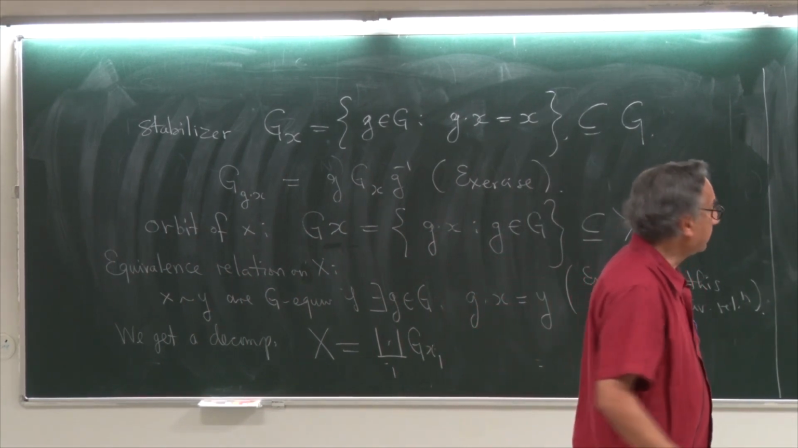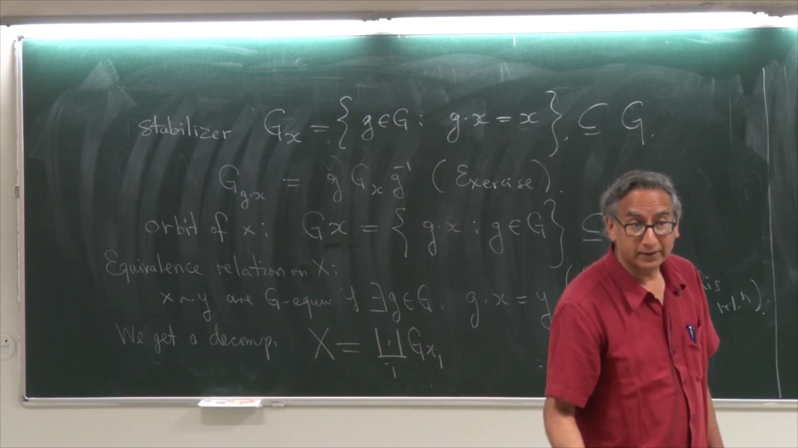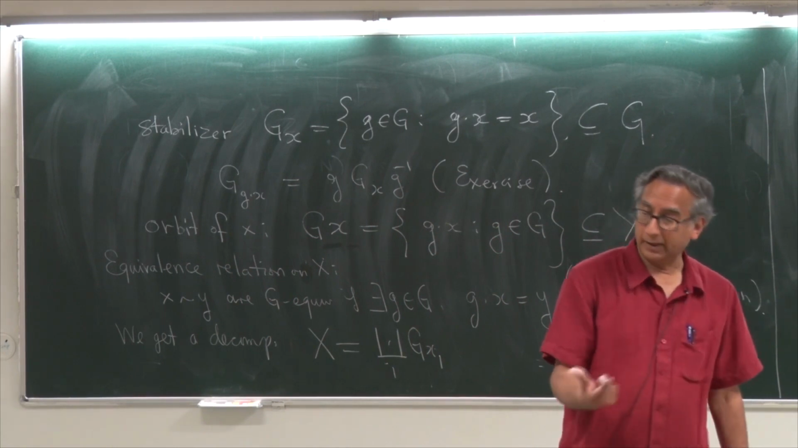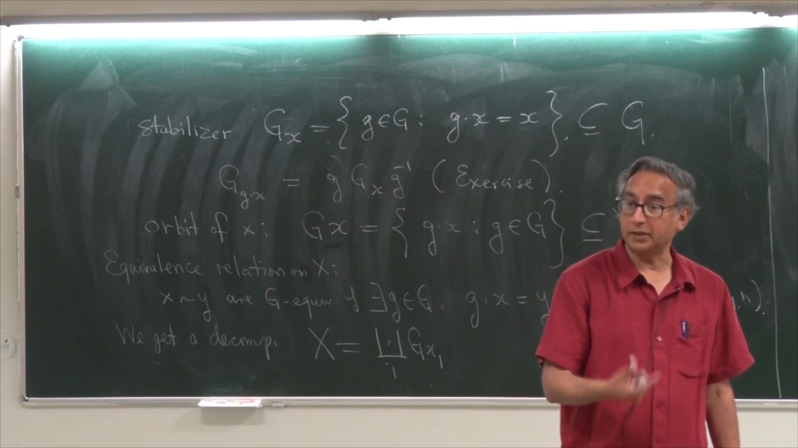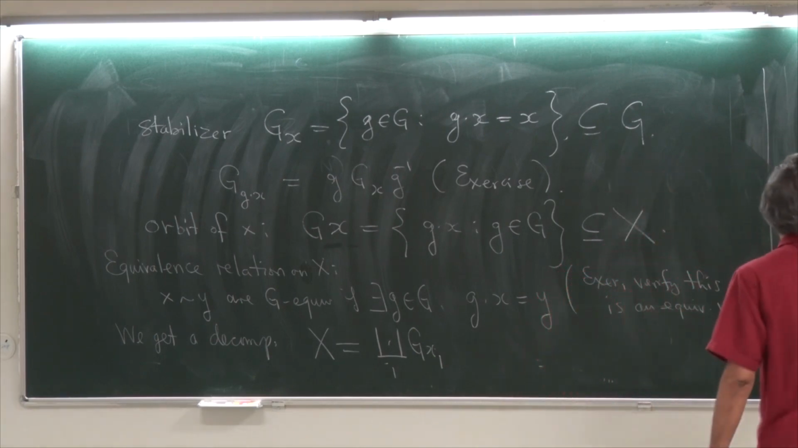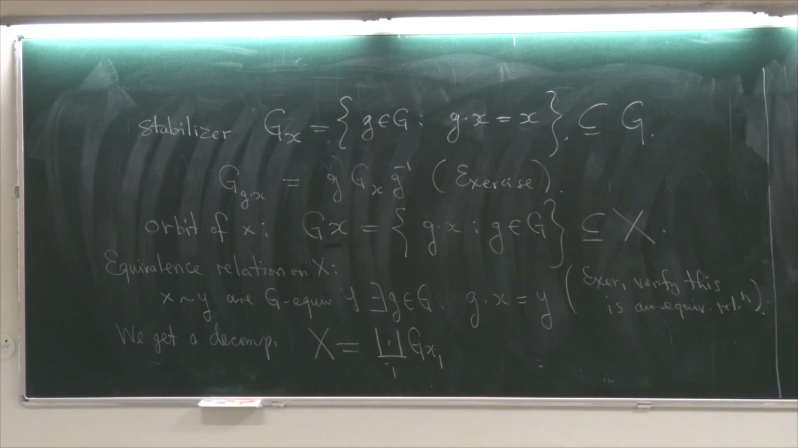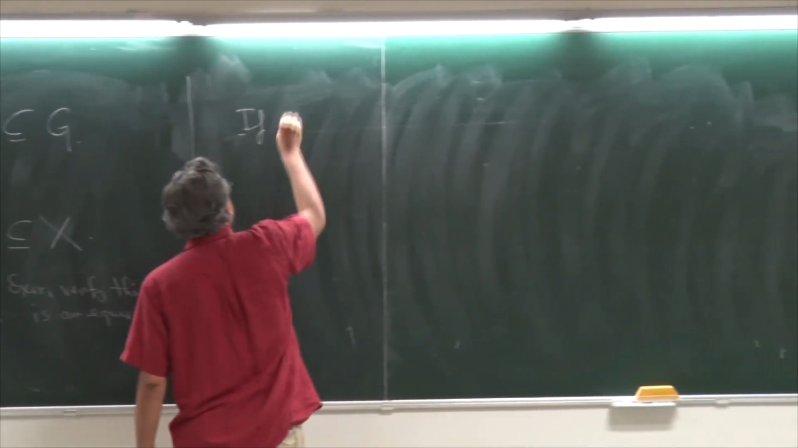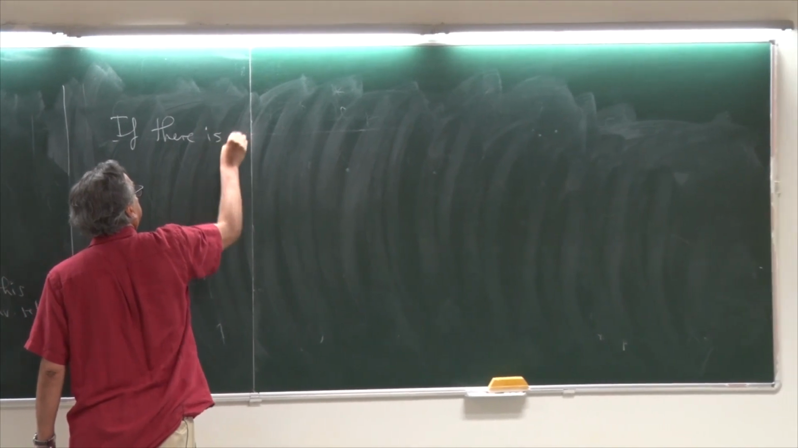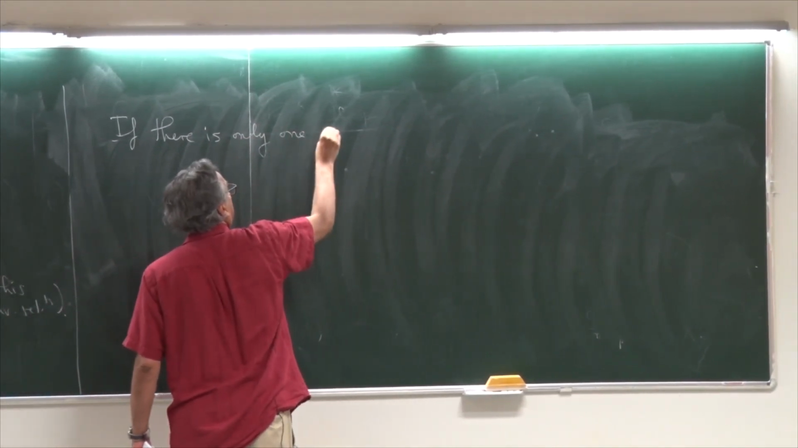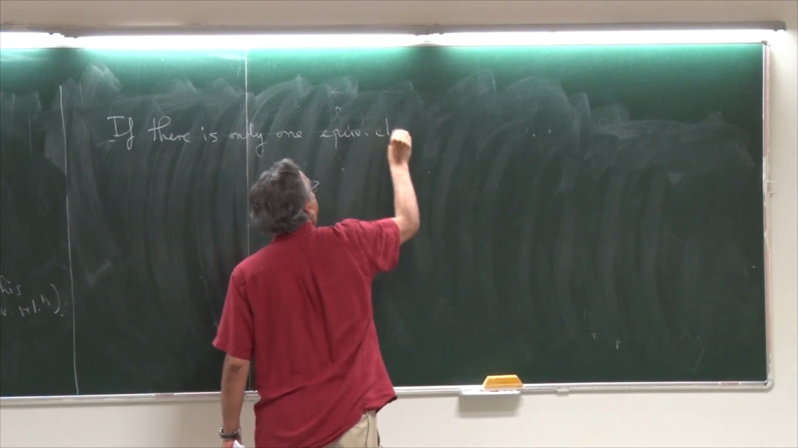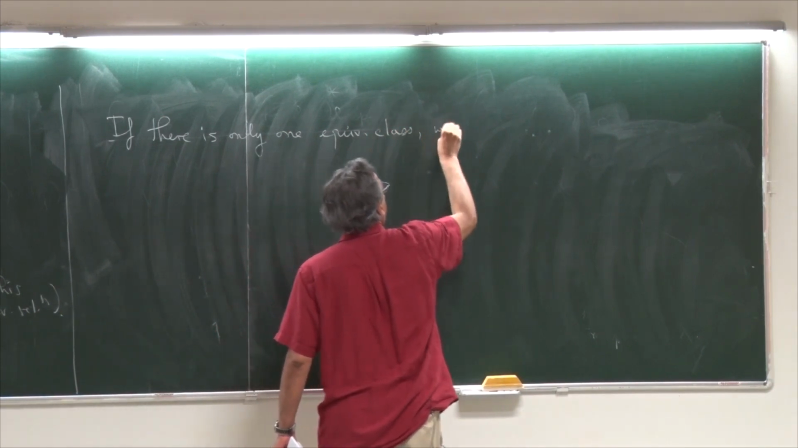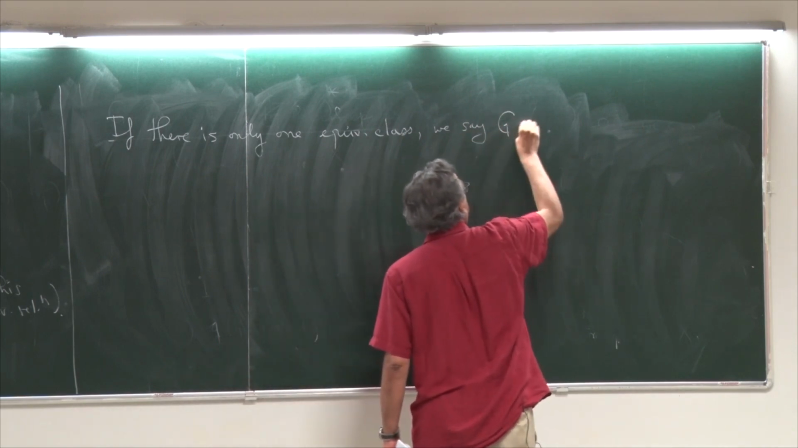We say that if there's only one orbit, G acts transitively. That means if you give any two points, there's a group element taking one to the other. That's a transitive action. So if there's only one orbit, we say G acts transitively on the space. If there's only one equivalence class, we say G acts transitively.